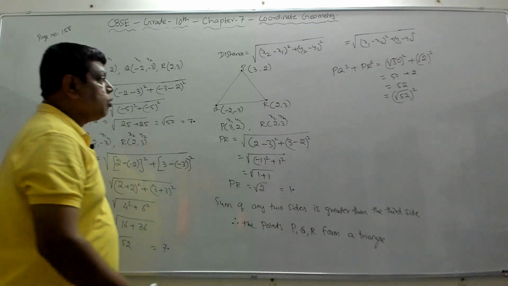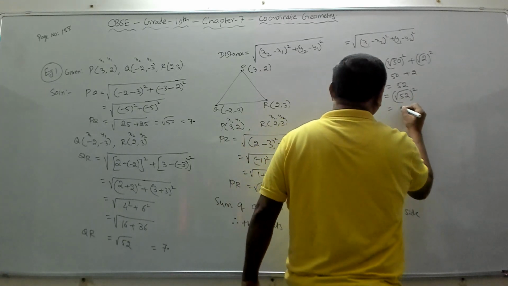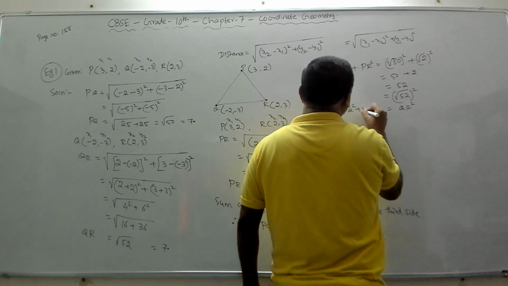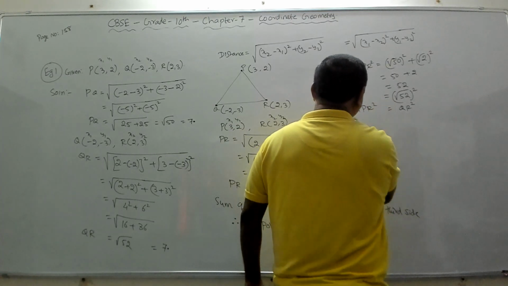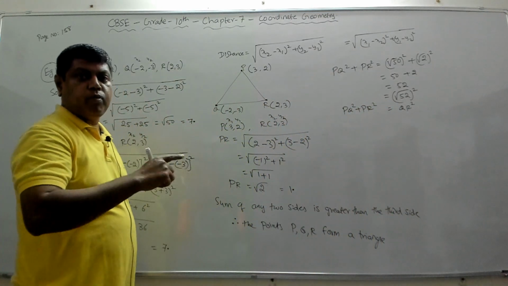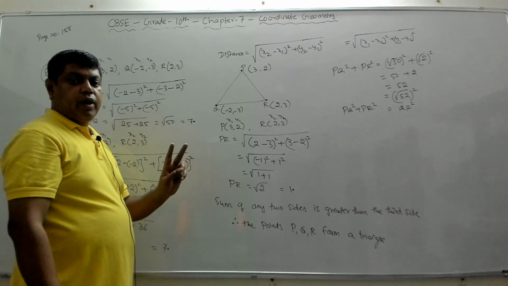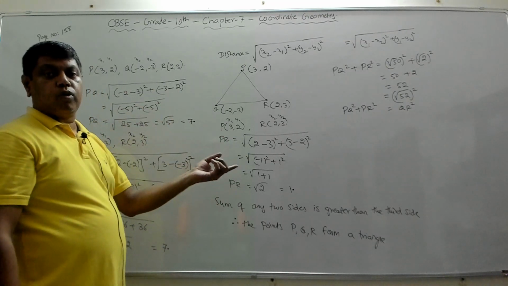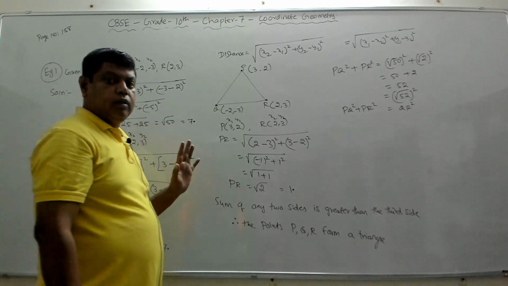QR square. Root 52 is QR, so it becomes QR square. So which means PR square plus PQ square plus PR square is equal to QR square, which means the sum of the squares of the two sides of the triangle is equal to the square of the third side. Then by converse of Pythagoras theorem we say it's a right angle triangle, right?